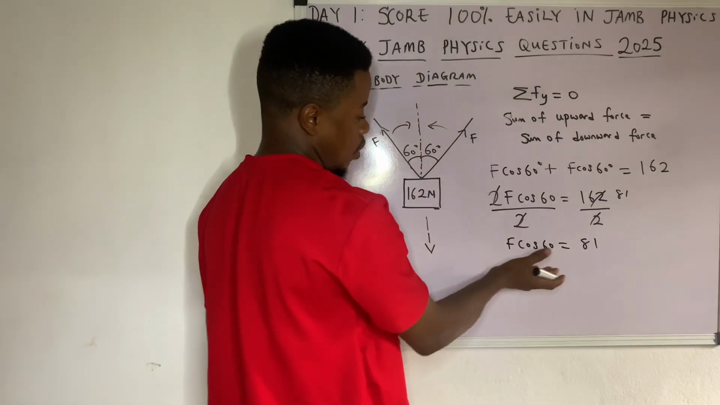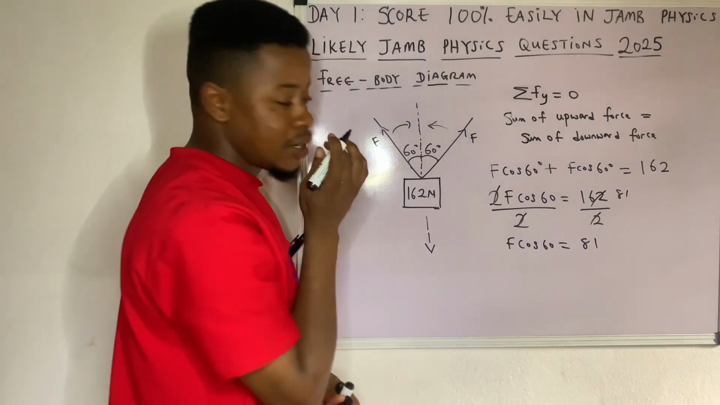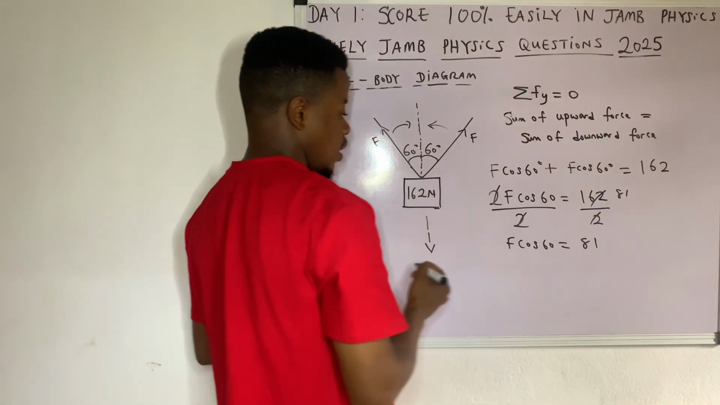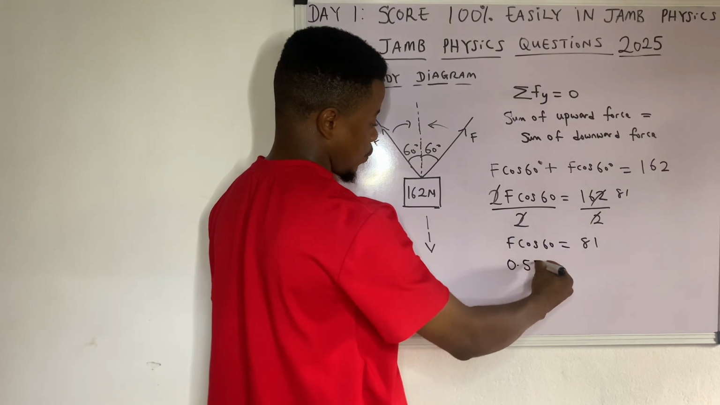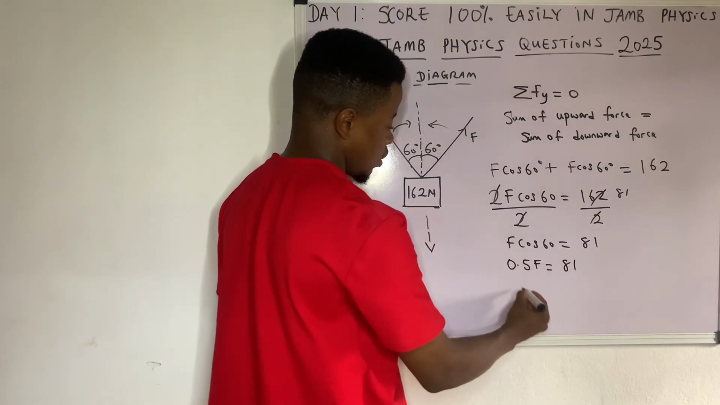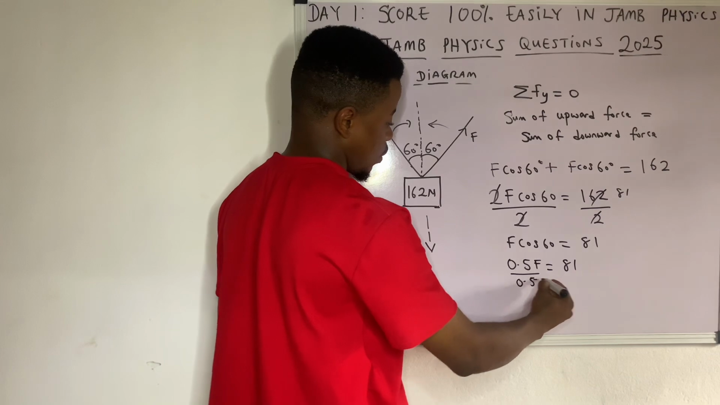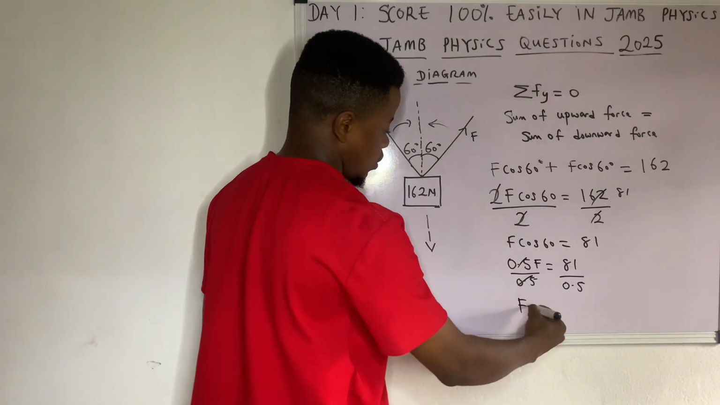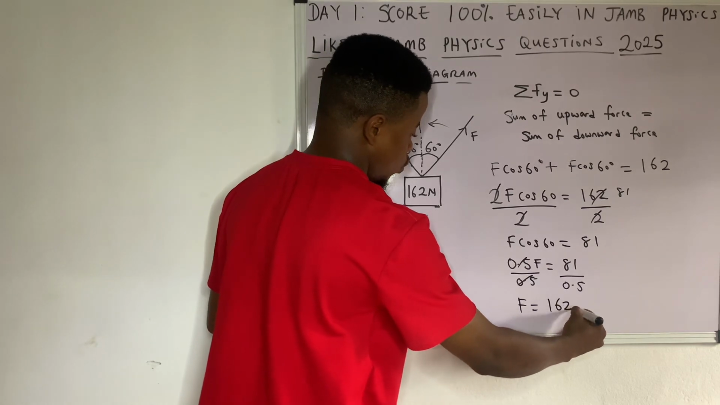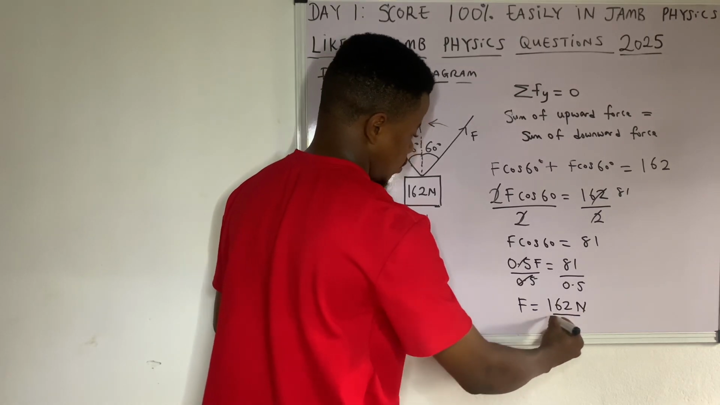All right, now cos 60 is going to give me 0.5. Okay, that means 0.5 F is equal to 81. Divide both sides by 0.5, 81 over 0.5. F is going to be 162 Newton as my answer.